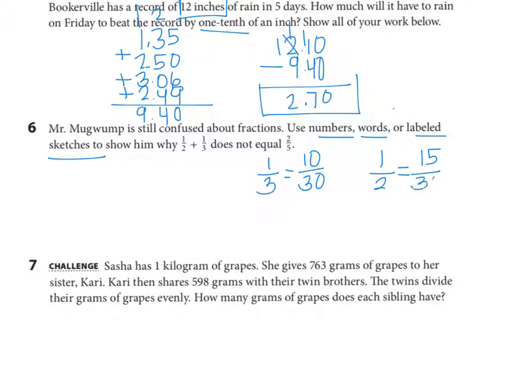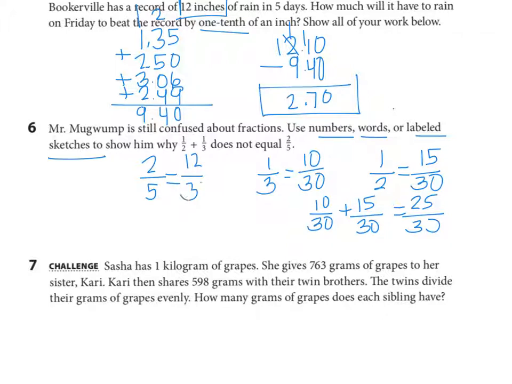15/30. And so 10/30 plus 15/30 equals 25/30. If I were to think about 2/5, how many 30ths is it? Well, 2/5 would be 12/30. So does 12/30 equal 25/30? No. So I can show that by saying 12/30 does not equal 25/30. That's why 1/2 plus 1/3 does not equal 2/5.